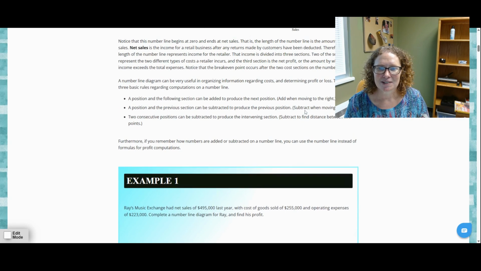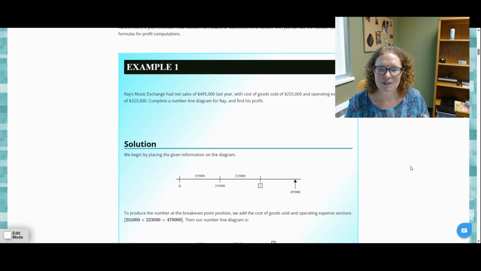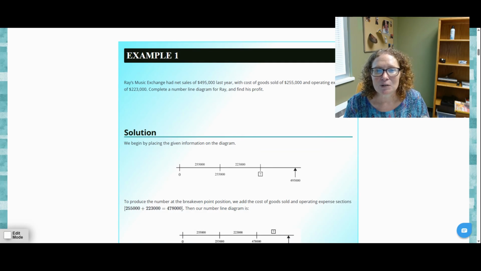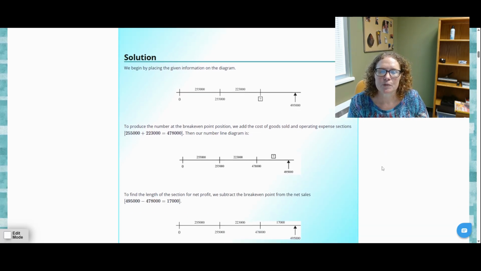So remember, we have this number line up here. We have the cost of the goods sold, and we have that as $255,000. So we're putting those in those two blocks. We are looking at the operating expenses, which was $223,000, and we're also given that the net sales was $495,000 last year. So we are looking for this amount, right?